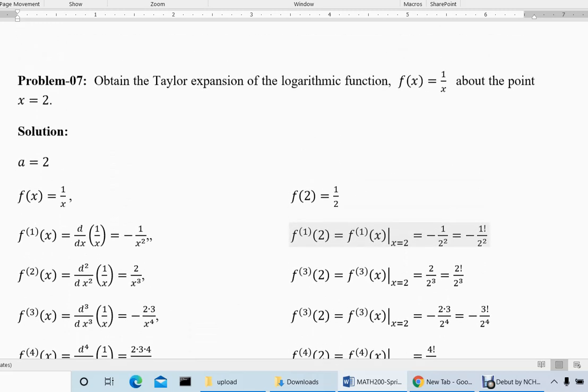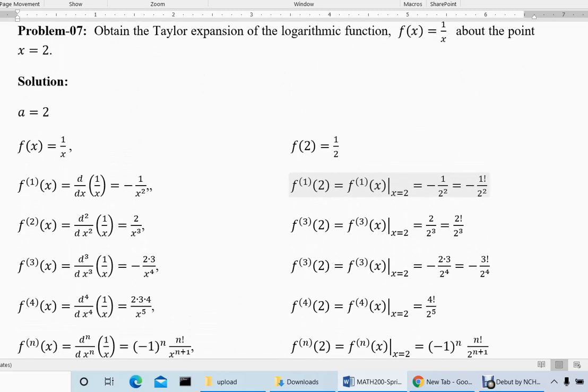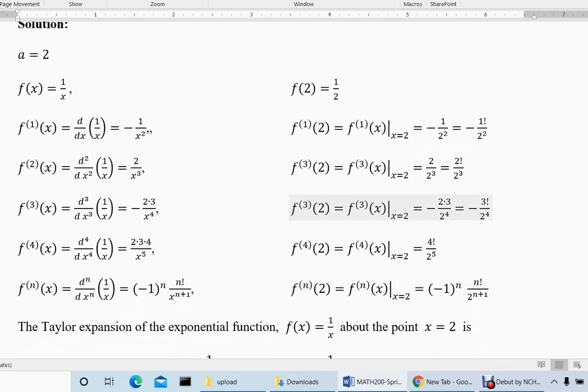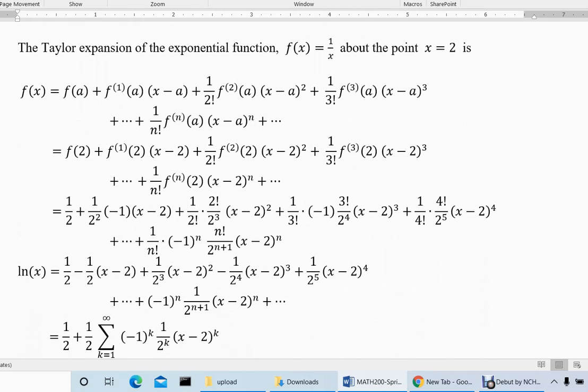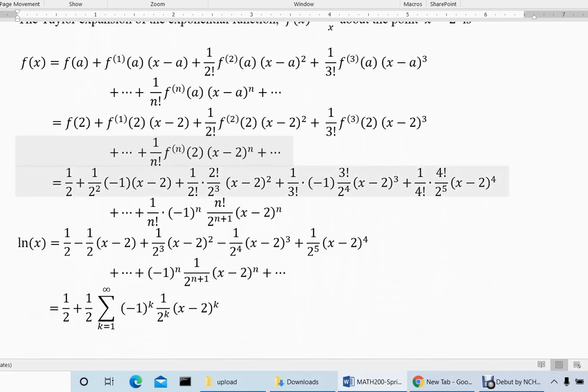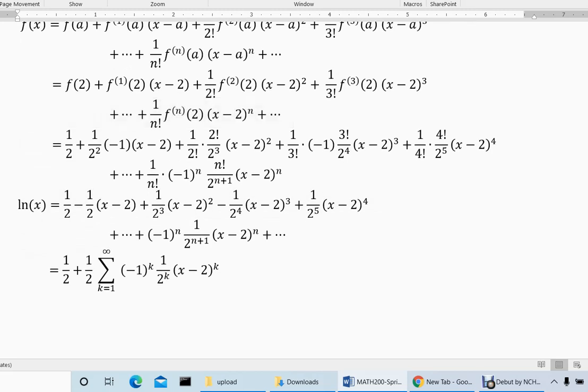F of 2 is how much? F of 2 is 1 by 2. First derivative is minus 1 by 2 square. The third derivative is 2 over 2 cube, which is 2 factorial over 2 cube. We have to guess the pattern. Third derivative is minus 3 factorial over 2 power 4. Again you put it in the Taylor expansion. You will get ln x equal to half minus half into x minus 2 plus 1 over 2 cube into x minus 2 whole cube minus 1 over 2 power 4 into x minus 2 whole power 4, and it continues like that.